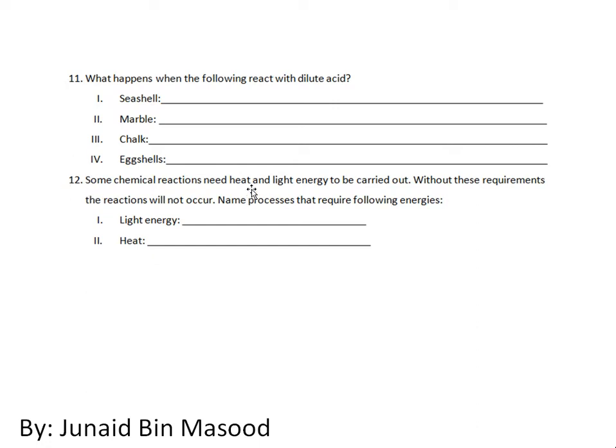Some reactions need heat and light energy to be carried out. Without these requirements, the reactions will not occur. Name the processes that require the following energies. So light energy, for example, the reaction of photosynthesis, in which the plants make their own food. So you write photosynthesis here. And heat, of course, magnesium and oxygen, they require heat to take place.